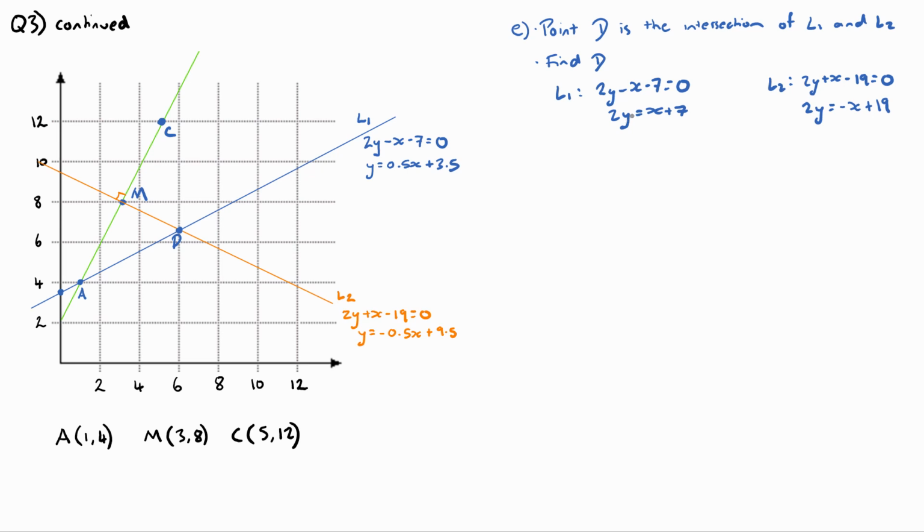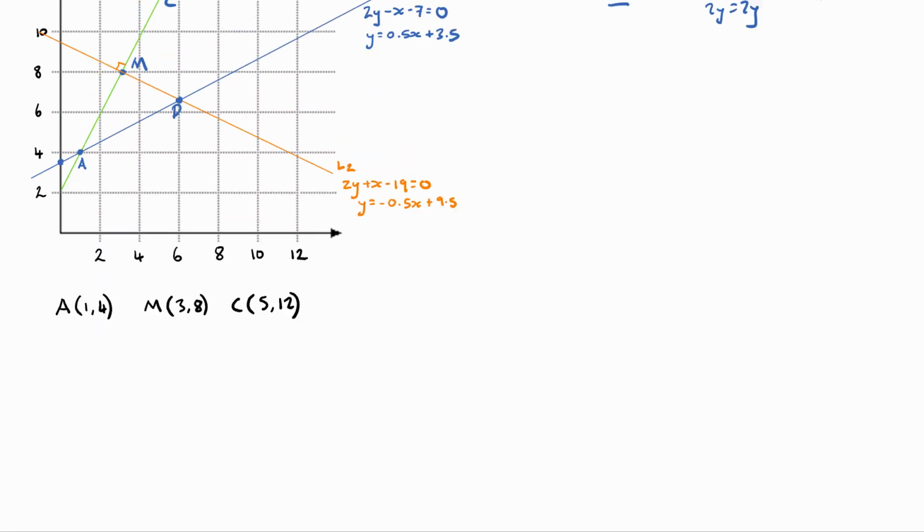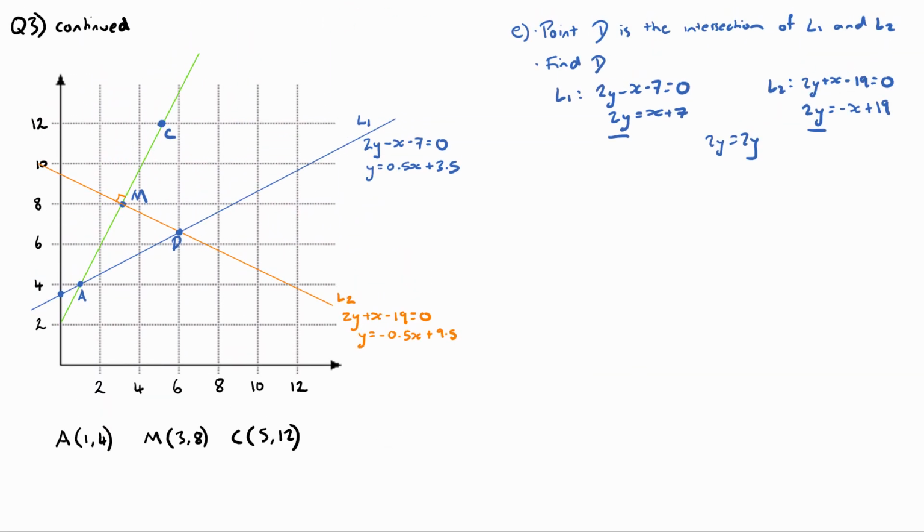Now, this is a pretty key concept for simultaneous equations. In both of these equations here, I have 2y equals something. Now, 2y is equal to 2y in the case where they intersect. So therefore, I can say that the right-hand sides of the equation are also equal to each other. x plus 7 is equal to minus x plus 19.